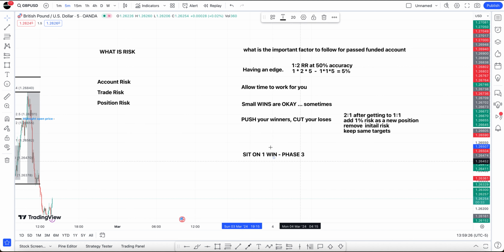I'm saying this not to be funny or to say, hey, do not trade in phase three. But do this: wait till the payout day, and then you start your account as a new account, a fresh account, you could say.